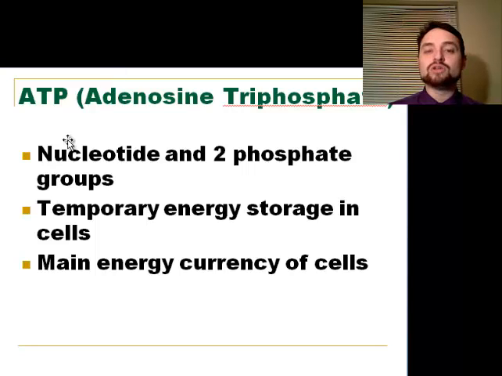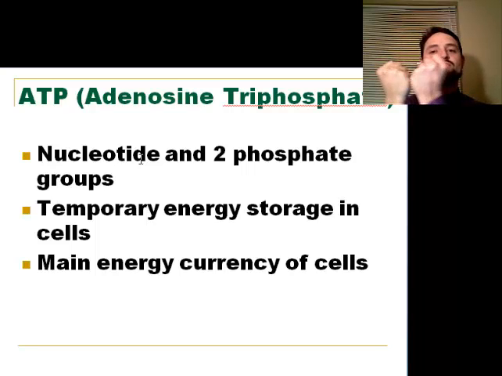Finally, the last nucleic acid is ATP. ATP stands for adenosine triphosphate. This is the energy storage molecule of the cell. It's a nucleotide with two extra phosphate groups. So it's a phosphate, sugar, and nitrogen base, and then it adds two more. So it's got 3 total phosphates. And those 3 phosphates pack all of that energy into those bonds.